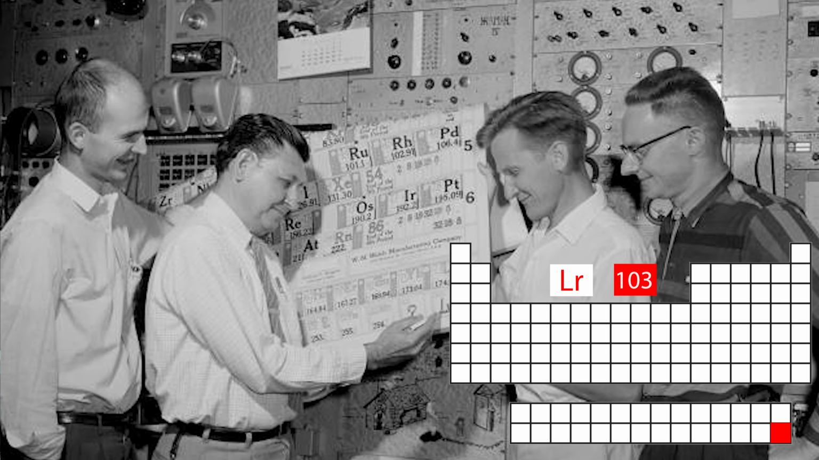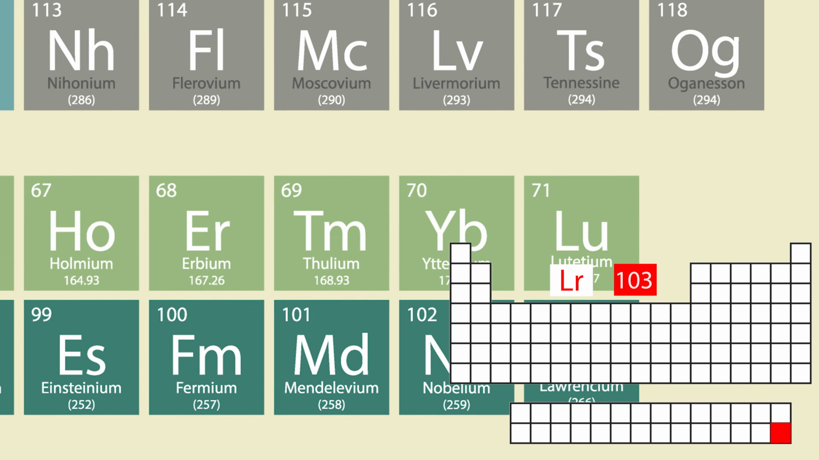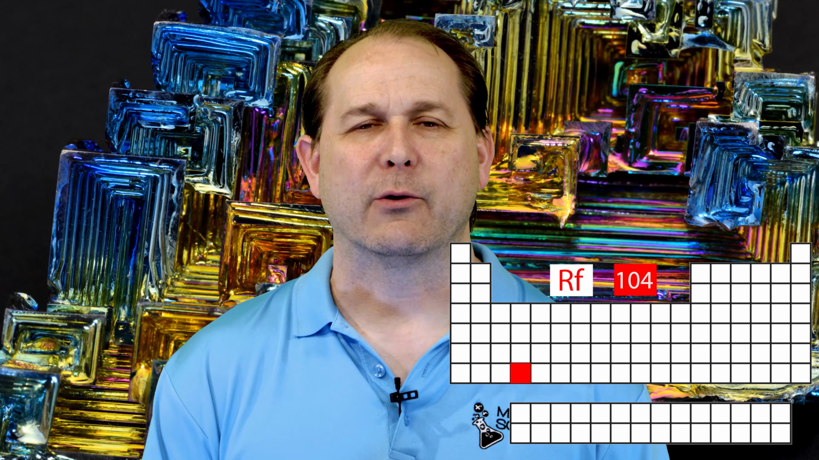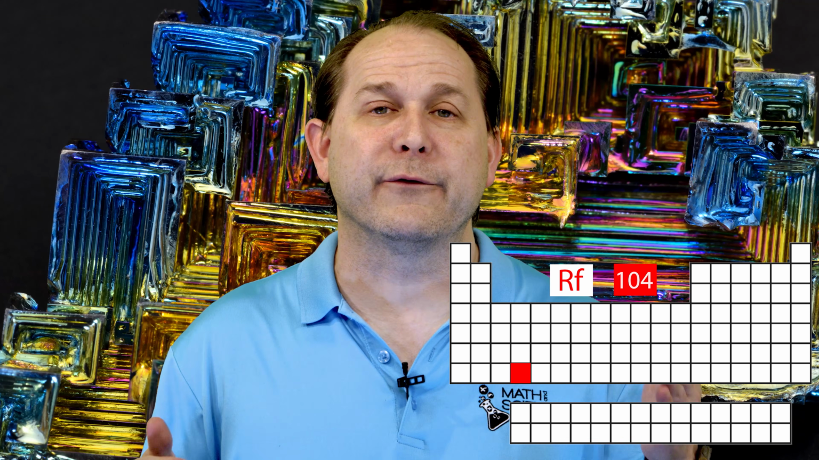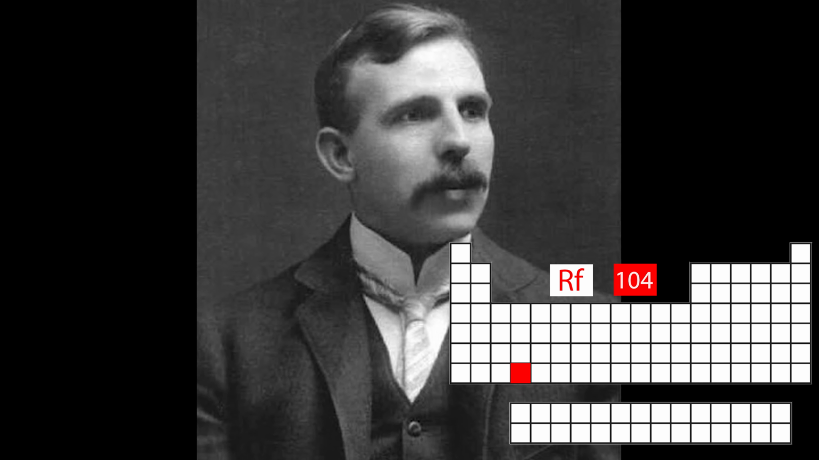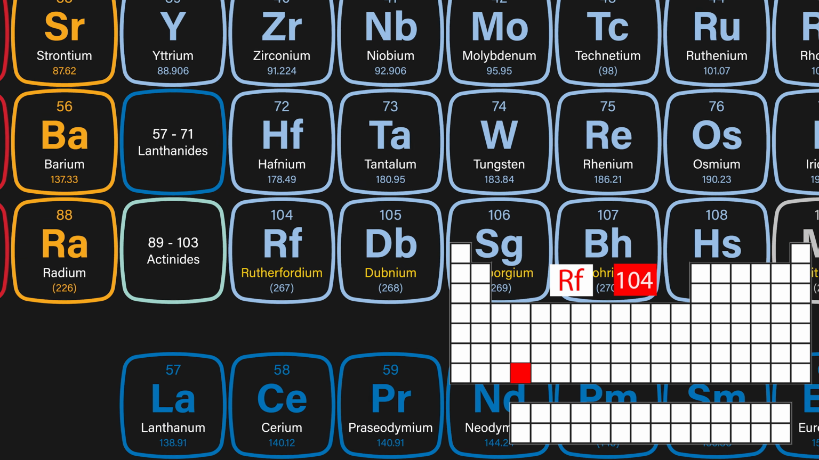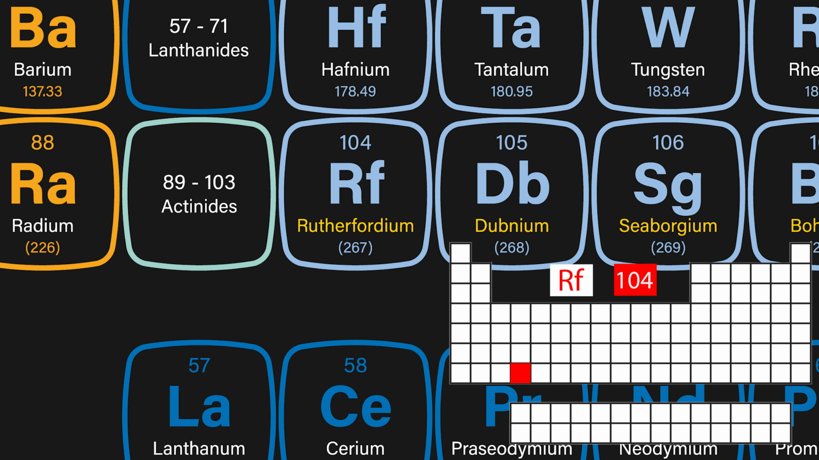It's the last element in the actinide series. Fun fact, only a few atoms of this element have ever been produced. Now we're up to element 104, rutherfordium, the first transactinide element. Historical fact, its discovery sparked a naming controversy between American and Soviet scientists that lasted for decades.